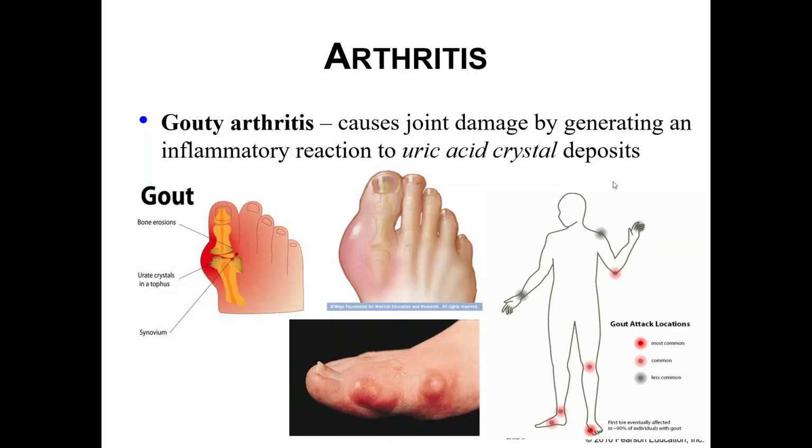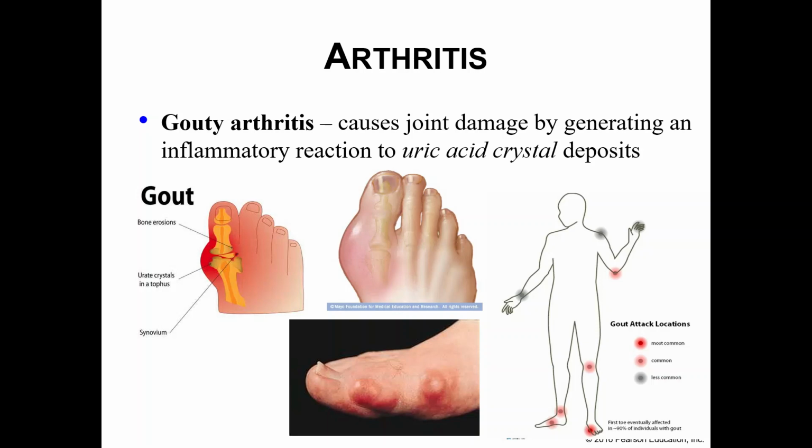And then we have gouty arthritis. A lot of people have heard of gout, but don't necessarily know what it is. Gout is caused by uric acid crystal deposits. Now, don't ask me why, but uric acid crystals love to be deposited in people's big toes. Not your pinky toe, your big toe. I don't really know why, but they love it there.